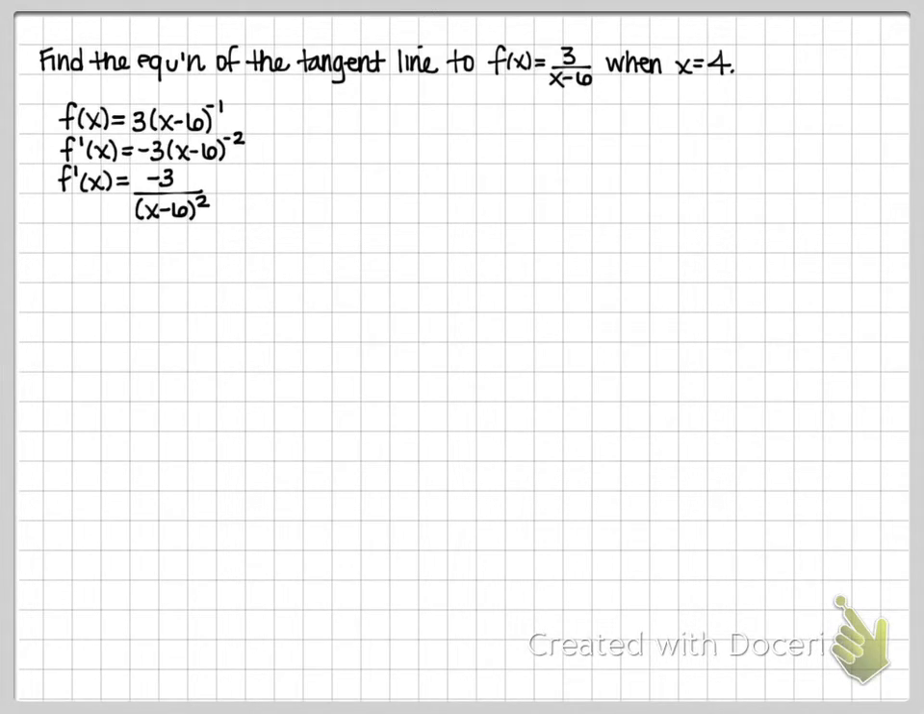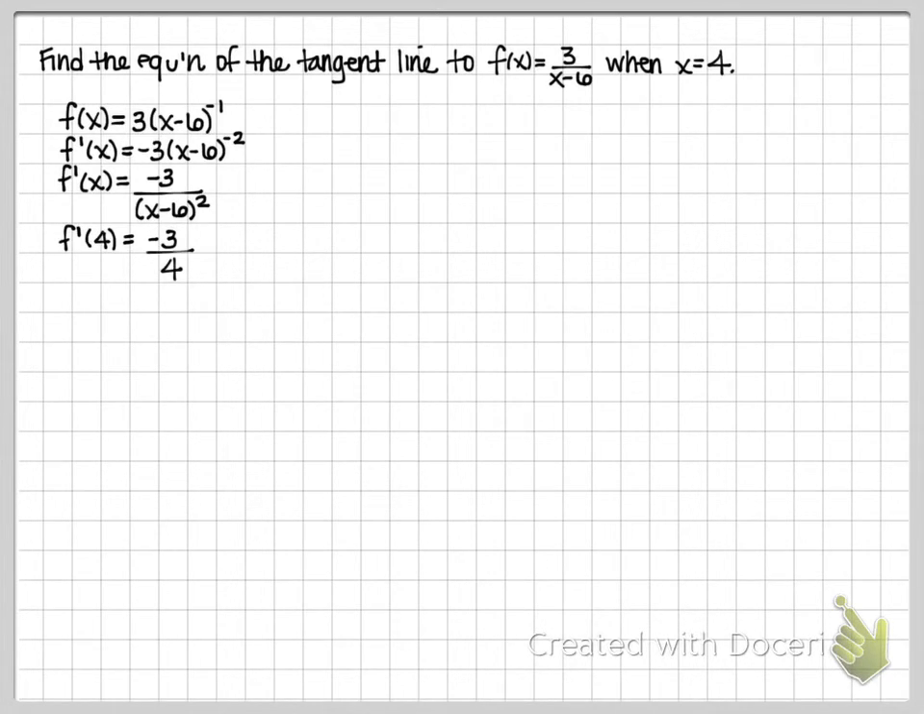Okay, so now we have a couple things we need to do. We need to evaluate f prime of x when x is equal to 4. So let's do f prime of 4 now and see what we get. With f prime of 4, if I plug that in, it looks like I'm going to get negative 3 over, where 4 minus 6 is negative 2, negative 2 squared is 4. Okay, so that's the slope. This is the slope of the tangent line at x equals 4.